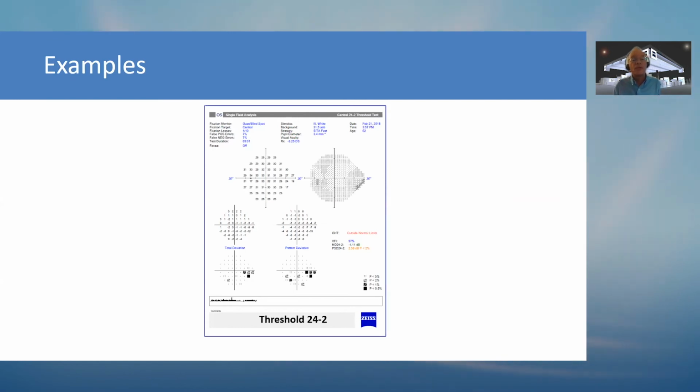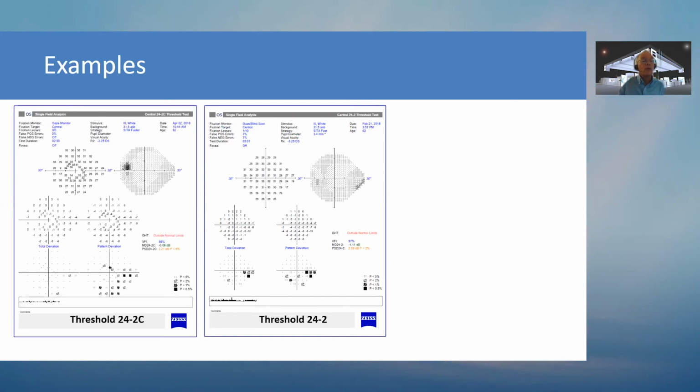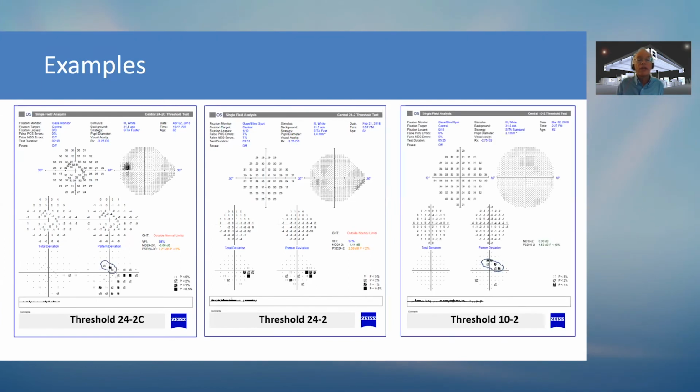Here's some examples. Here's this threshold test. Doesn't look like there's anything being found in the central portion of that visual field. The 24-2C does pick up 2 or 3 points that might be of interest, and when we compare to the 10-2, those correlate pretty nicely. So there's an advantage of the 24-2C picking up some central field loss that wasn't apparent on the 24-2 test.